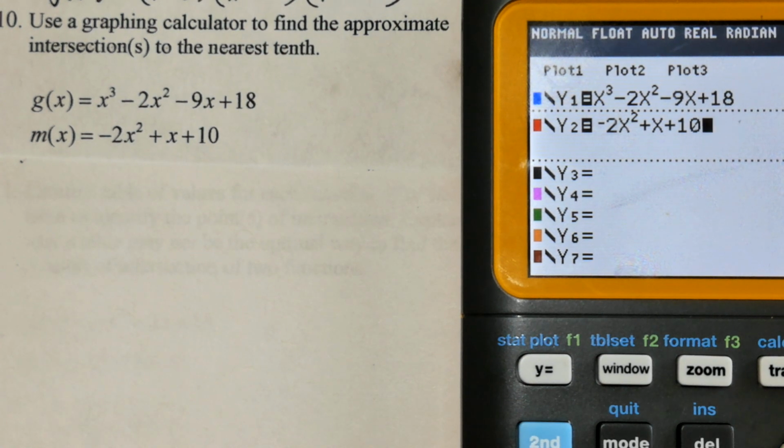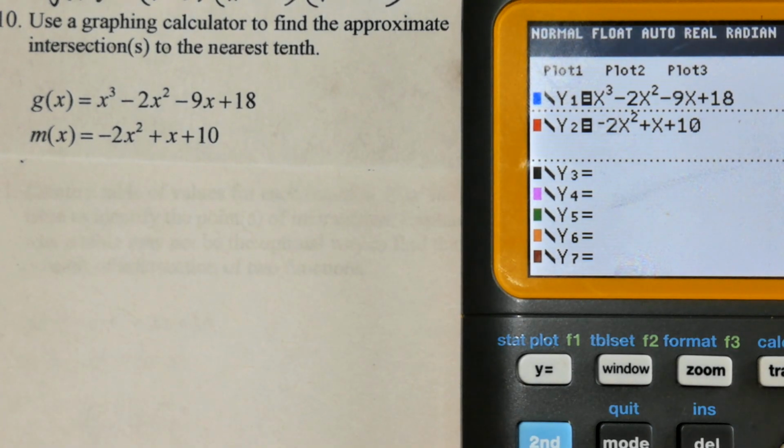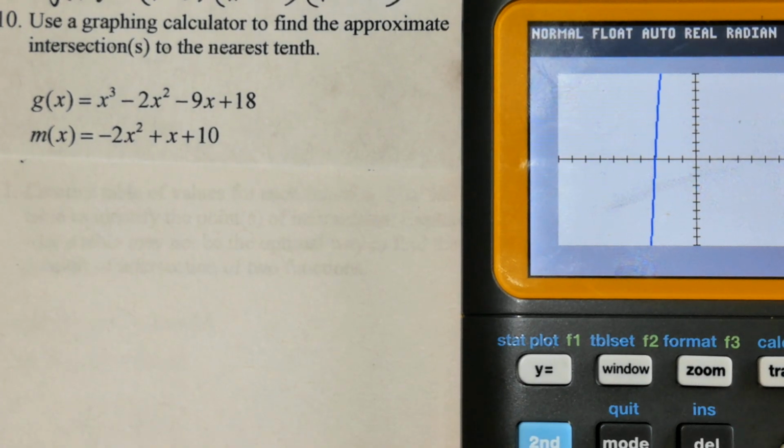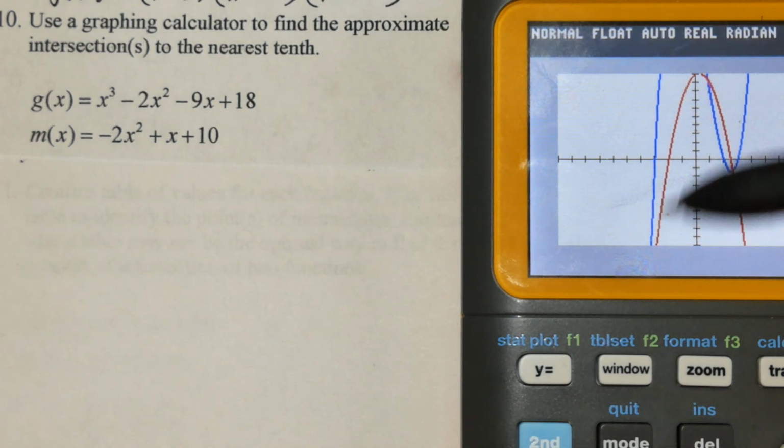Use the graphing calculator to approximate the intersection to the nearest tenth. So I'm going to type in g of x and m of x and hit graph. Now it doesn't tell me how many intersection points we have. By just looking here, it looks like we have 1, 2, and possibly 3.